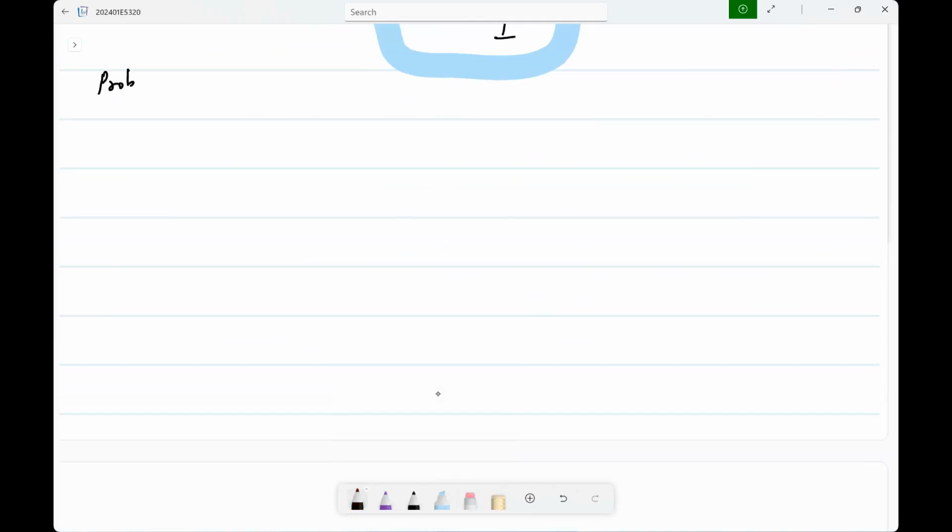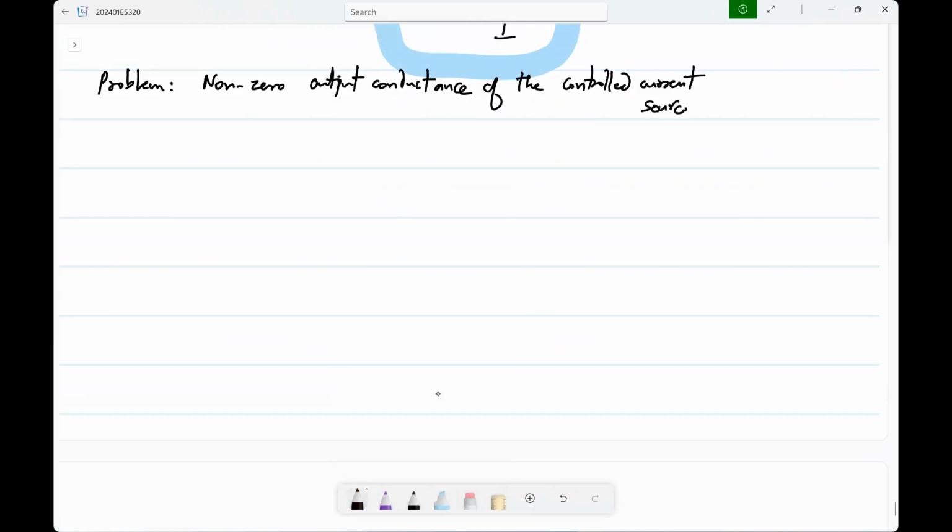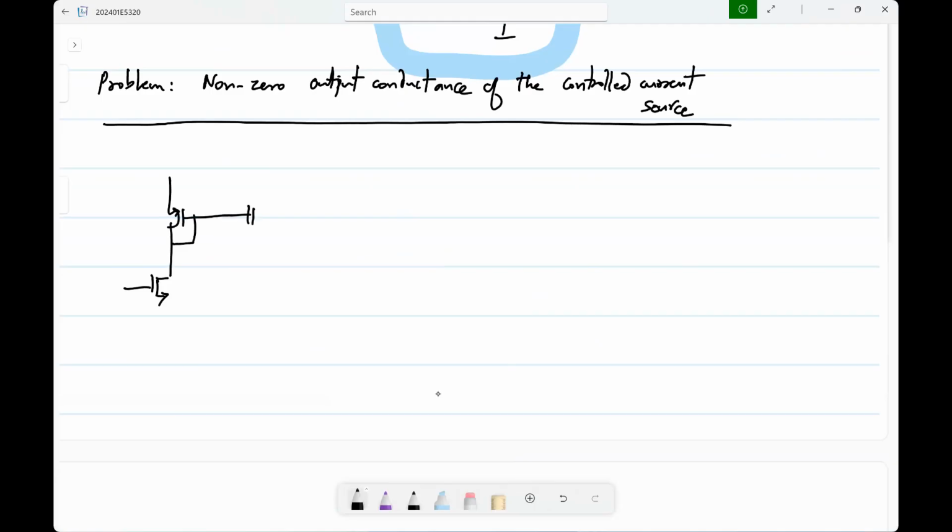So the problem is... okay. Oh, let me not do the transistor level. It's just too messy to draw.